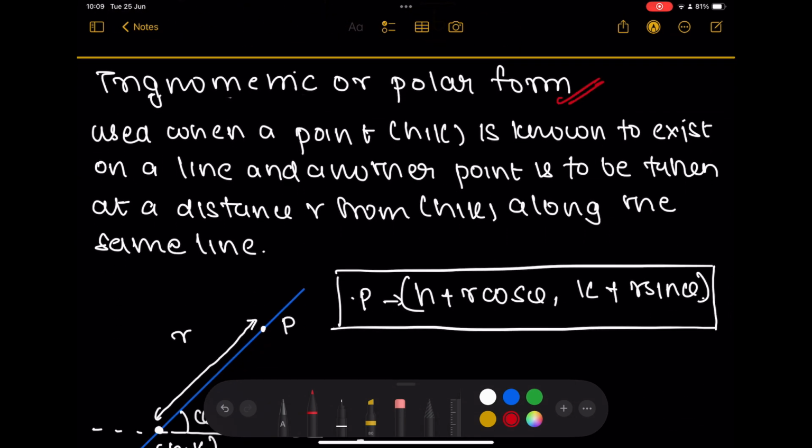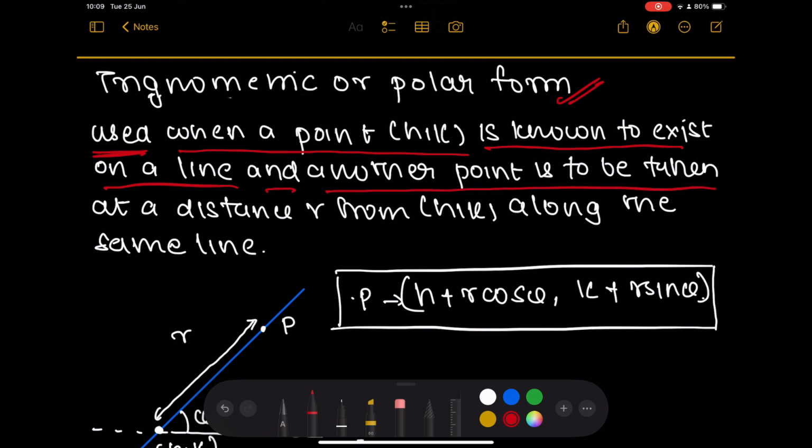Trigonometric or polar form. This is also very, very important. So this form, instead of learning it as a form of line, you need to know what its actual purpose is. This is specifically used when a point h comma k is known to exist on a line, and another point is to be taken at a distance r from h comma k along the same line.